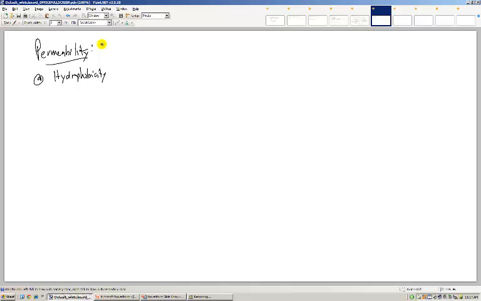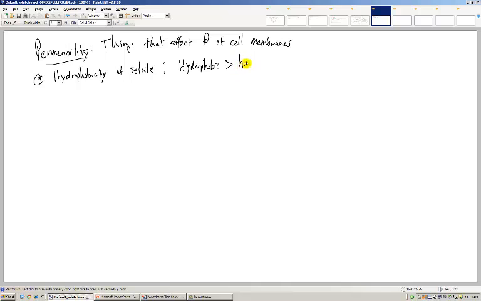So let's say, permeability, or how about, things that affect permeability of cell membranes. Okay, so the hydrophobicity of the solute is important because, as we know, the plasma membrane has a hydrophobic core. So hydrophobic things tend to be a lot more permeable than hydrophilic things.